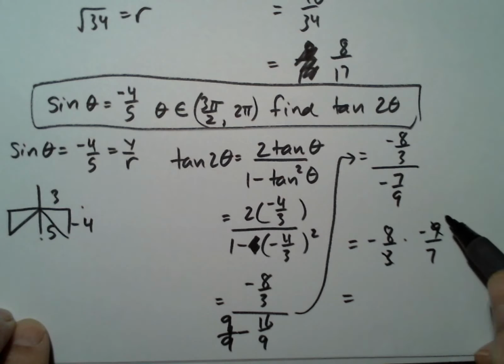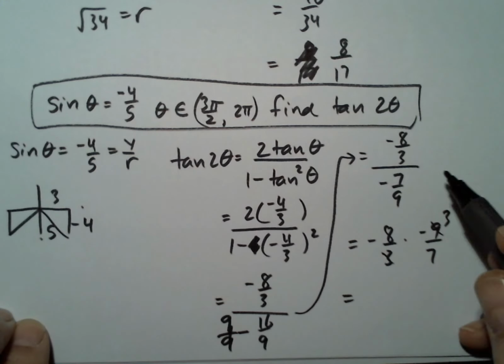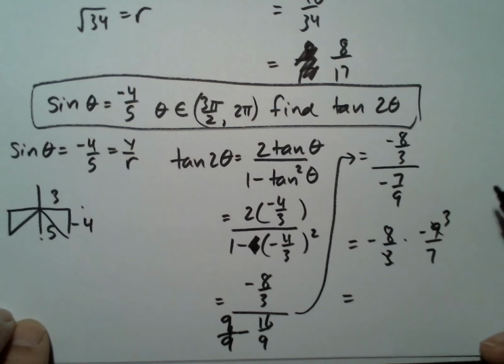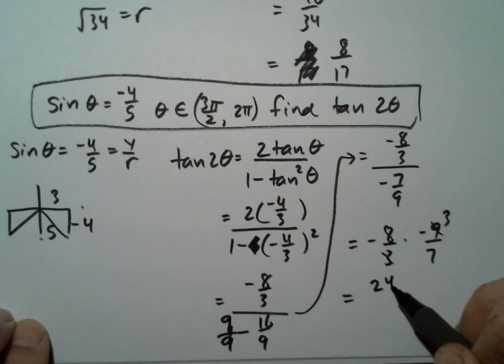And we get to reduce, so we have positive 24, positive 7 over 9, 9 over 7. And that will be positive 24 over 7.